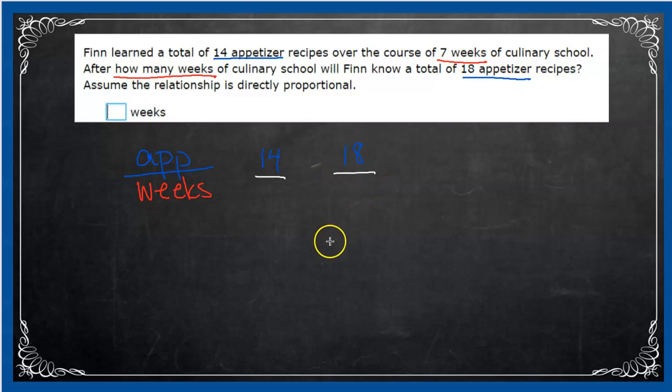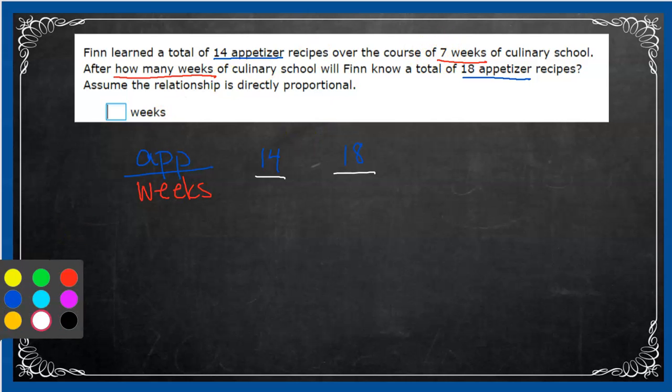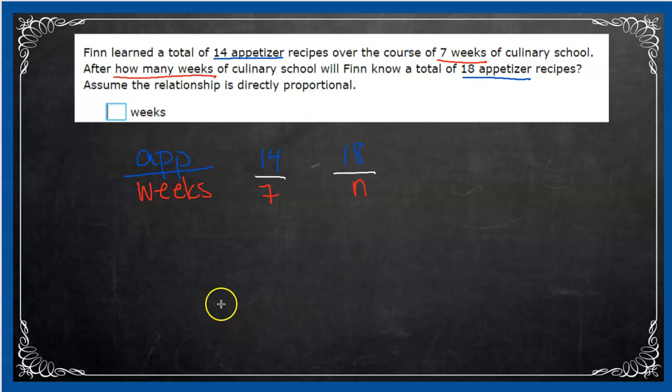Our denominators are going to be 7 and some number, n. The 7 goes with the 14, so that's going to go here. And the n, or how many weeks, goes here with the 18. So if they're asking how many of something, that's your clue that that's where your x or your n or your t goes. It doesn't matter what variable you use, just put a variable there.